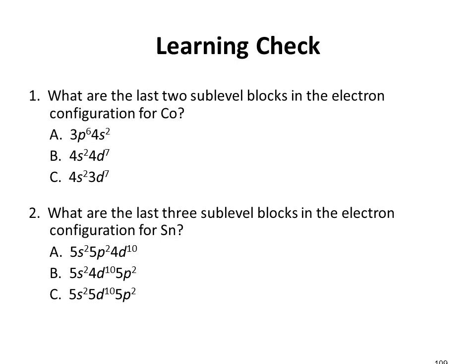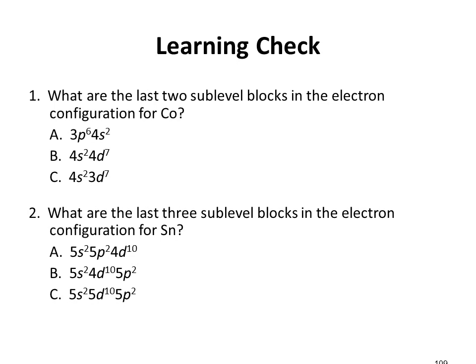So here, the question is asking, what are the last two sublevel blocks in the electron configuration for Co, or cobalt? Cobalt is found in period 4, group 9, and so that's in the d block, and that's going to be the 3d block, and so that's going to be the last one. And then before the 3d block is the 4s block, and so we get choice C. C is the correct answer there.